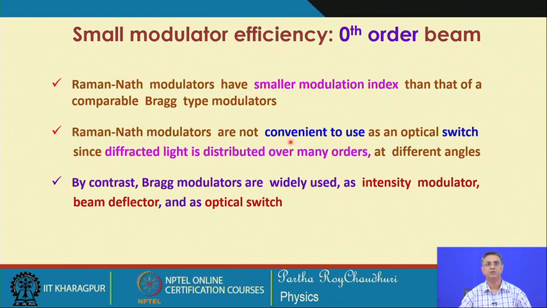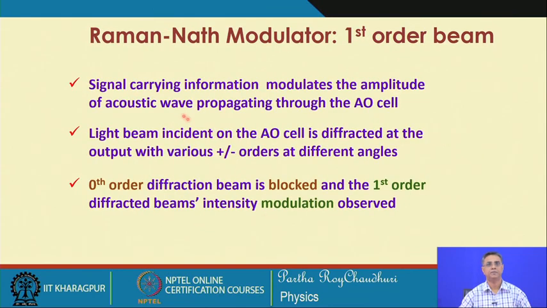Raman-Nath modulators are not convenient to use as an optical switch, since the diffracted light is distributed over many orders and that too happens at different angles. Therefore, it is difficult to track all of them. By contrast, Bragg modulators are widely used for optical modulators, beam deflectors and also optical switches.